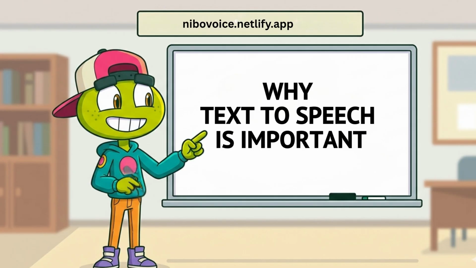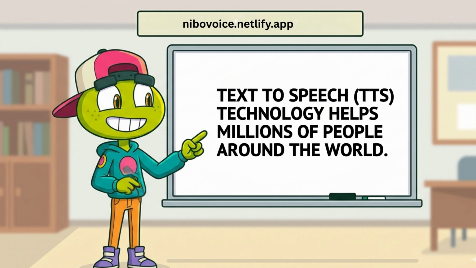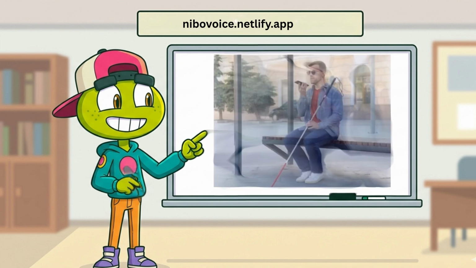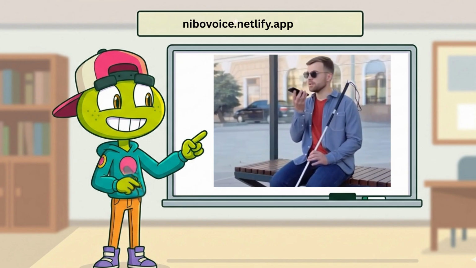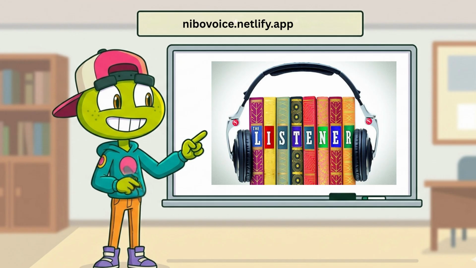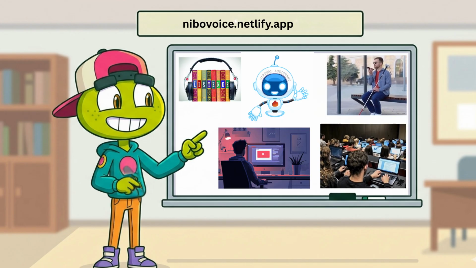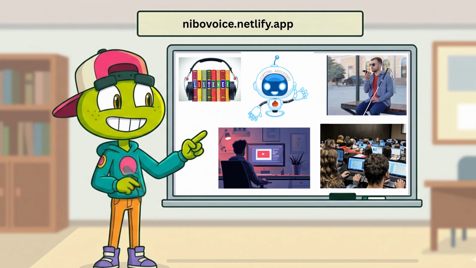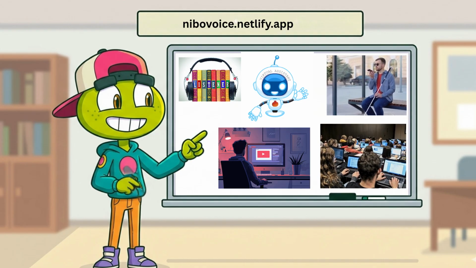Why text-to-speech is important. Text-to-speech technology helps millions of people around the world. It improves accessibility for people with visual impairments. It helps students learn. It powers virtual assistants. It creates audiobook narrations. And it allows content creators to generate voiceovers without recording their own voice. As AI continues to improve, text-to-speech is becoming more realistic, faster, and more useful than ever before.